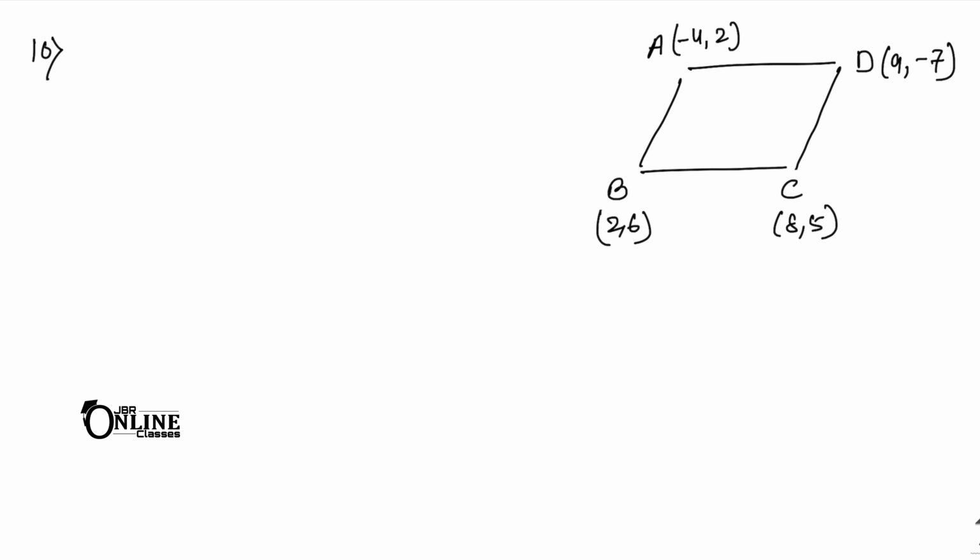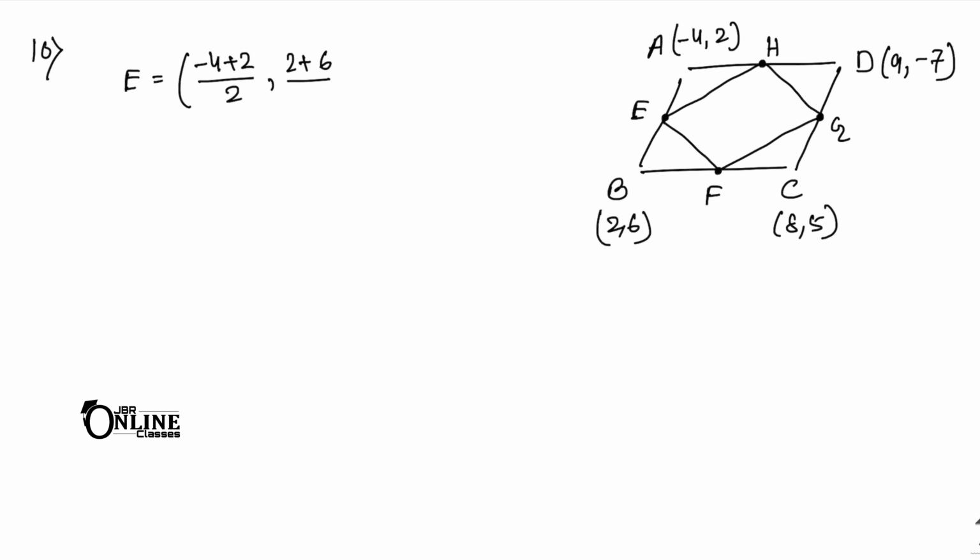Using slopes, so that the midpoints. Suppose these are the midpoints E, F, G, and H. Okay, E, F, G, H. So now you have to join these. Now you have to show that this quadrilateral EFGH is a parallelogram. So first you have to find the coordinates of EFGH. So the coordinate of E will be the midpoint of AB, that means (-4 + 2) by 2, and (2 + 6) by 2. So that equals -1, and here it's 4. Next one, F.